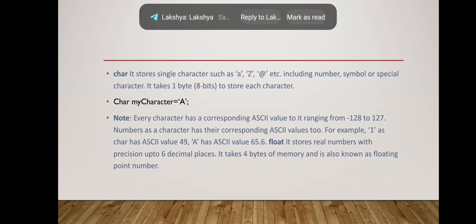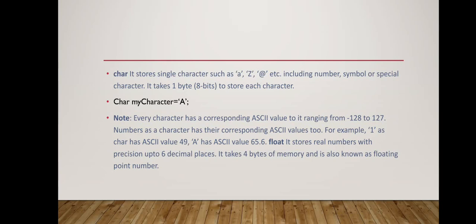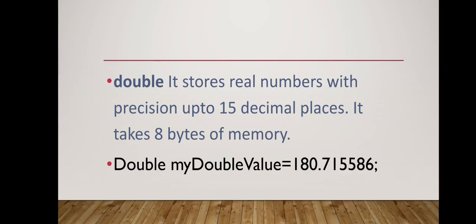Float. It stores real numbers with precision up to 6 decimal places. It takes 4 bytes of memory and is also known as a floating point number. Double. It stores real numbers with precision up to 15 decimal places. It takes 8 bytes of memory. Double. My double value is equal to 180.7.